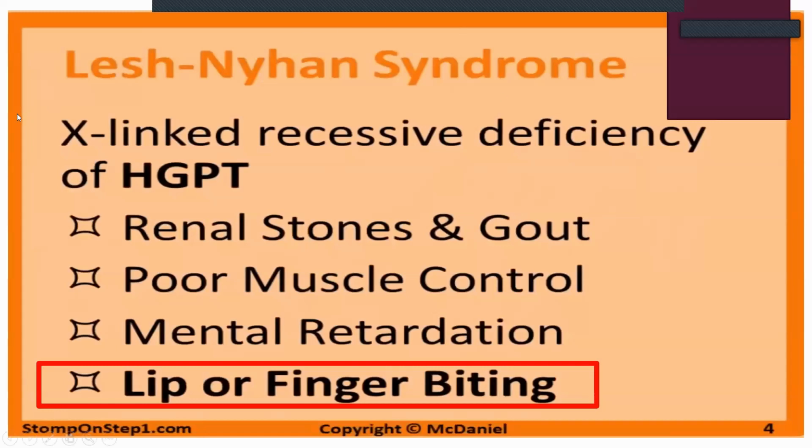And the real name is Lesch-Nyhan syndrome. Okay. The name of the disease is Lesch-Nyhan syndrome. So already we have talked about gout. We have talked about uric acid kidney stones. And this third thing is Lesch-Nyhan syndrome. And you have to remember that this is an X-linked recessive disease.